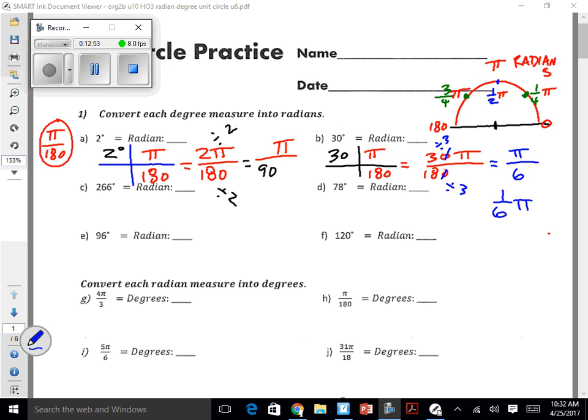Let's do E. E is closer to something they have. Please do E, E as in Edward.